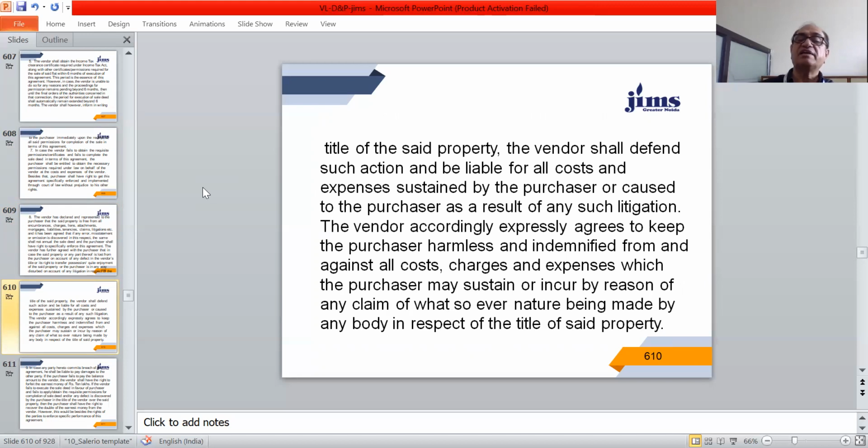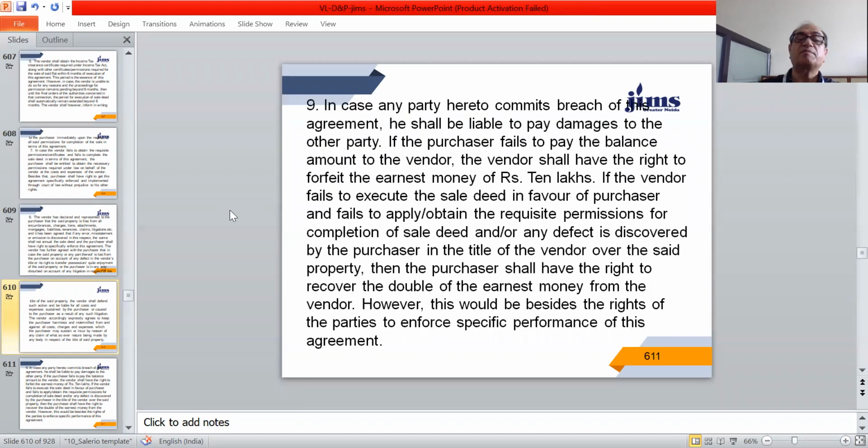The vendor accordingly expressly agrees to keep the purchaser harmless and indemnified from and against all the costs, charges, and expenses which the purchaser may sustain or incur by reason of any claim of whatsoever nature being made by anybody in respect of the title of the said property.